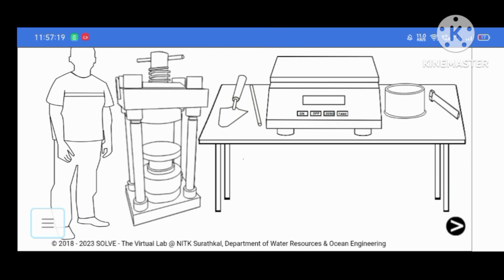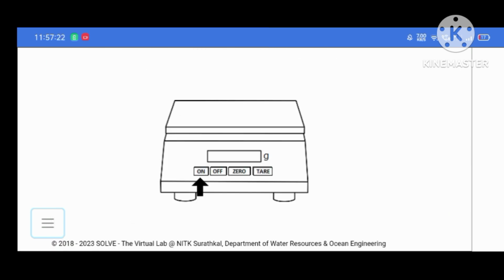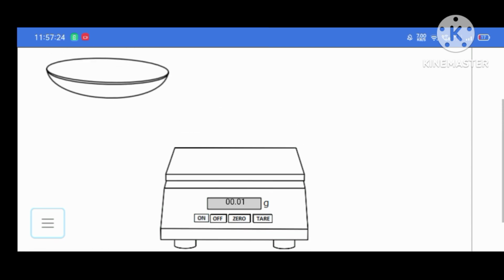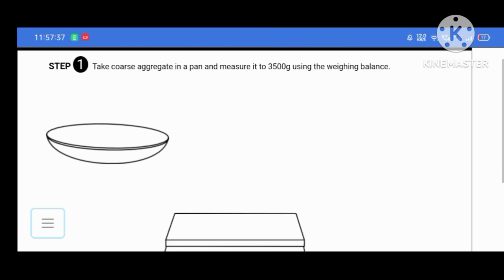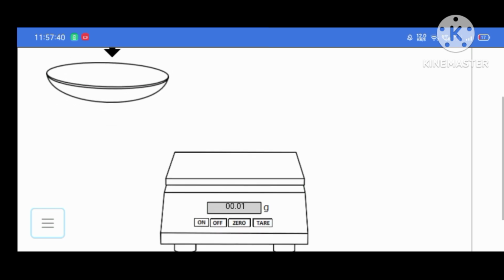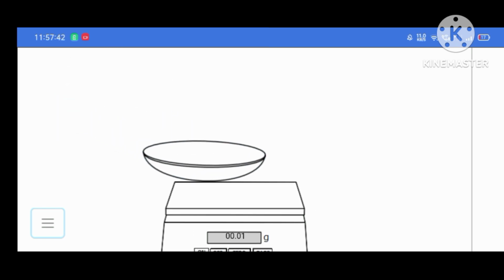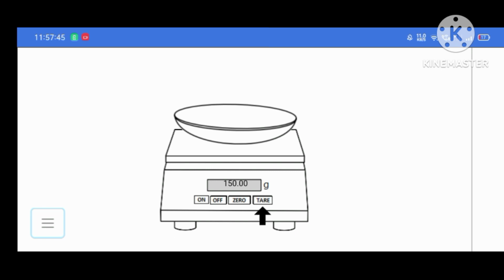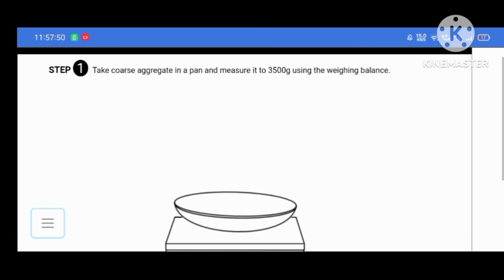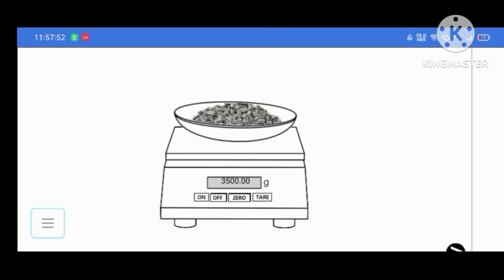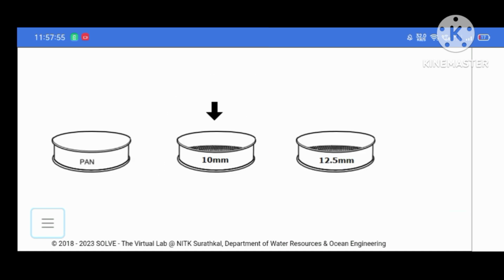Now moving to the next slide, we have a weighing balance. Procedure, step number 1: take the coarse aggregate in the pan and measure it to 3500 gram using the weighing balance. So we are going to measure the bowl. This is 150 gram and we tare it, make it 0, and pour the sample and take the weight. Now move to the next slide.